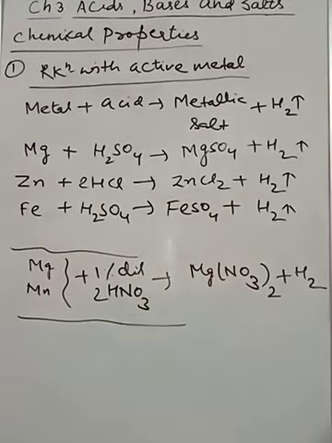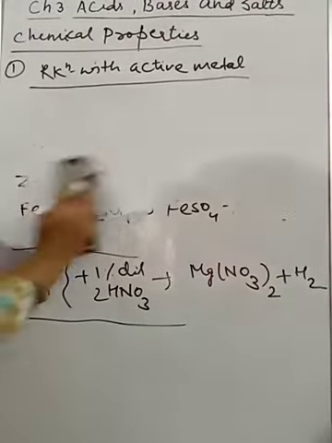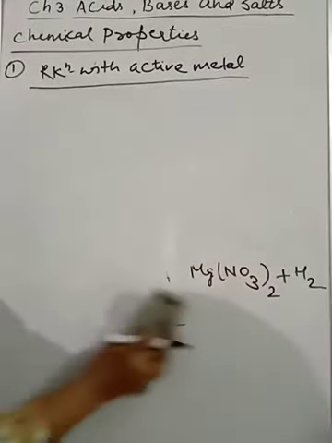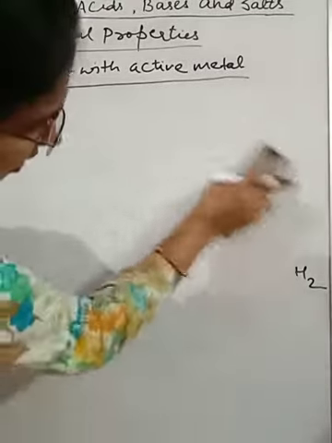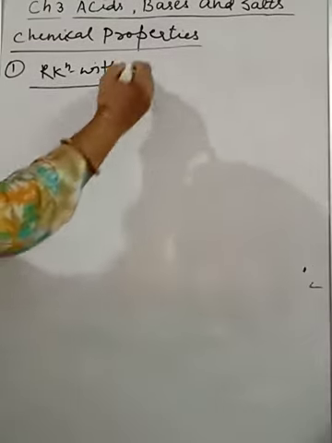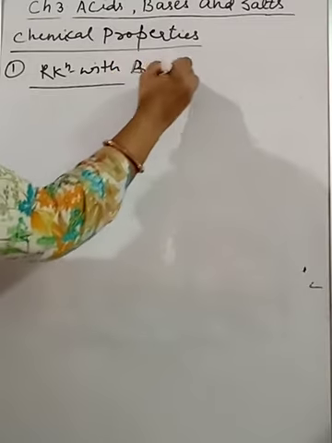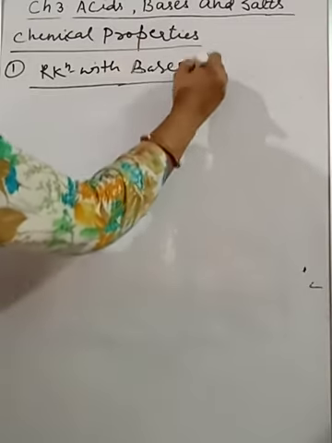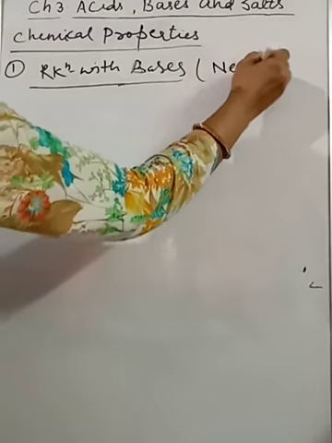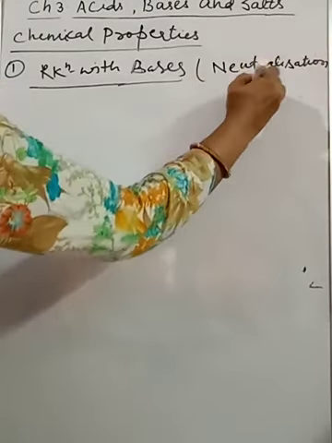Now the second reaction, what are we going to do children? Reaction with bases. And as you know, a neutralization reaction means when an acid reacts with a base, it gives rise to the formation of salt and water. So reaction with bases. Another name is what? Neutralization reaction.